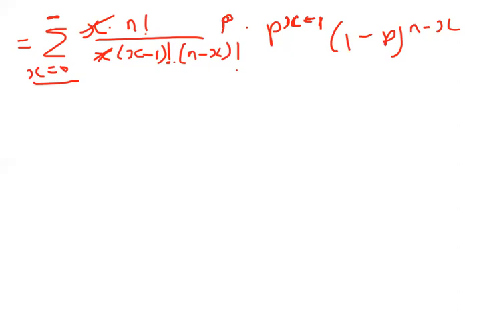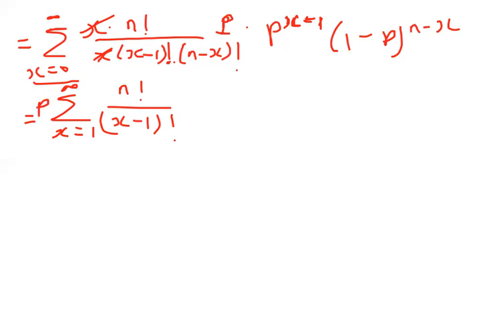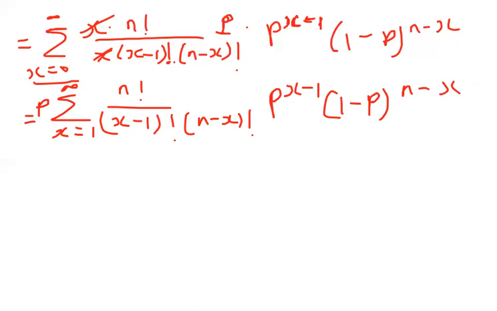So I'm going to write it as the summation of x equals 1 up to n of n factorial all over (x - 1) factorial (n - x) factorial, multiplied by p to the power x minus 1 and (1 - p) to the power n minus x. Let me take the p out. So let's try and simplify the expression that we have here.